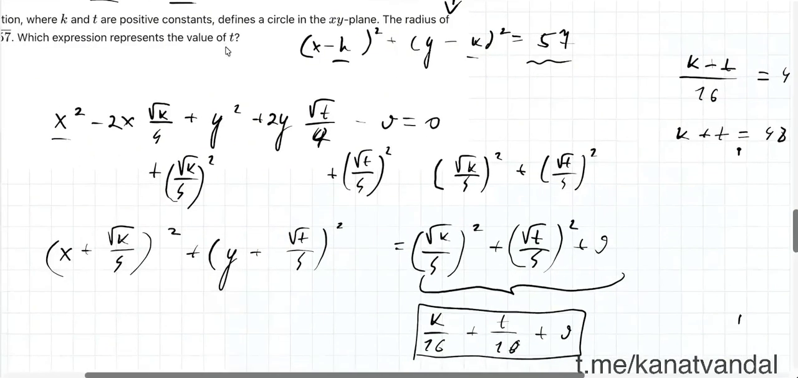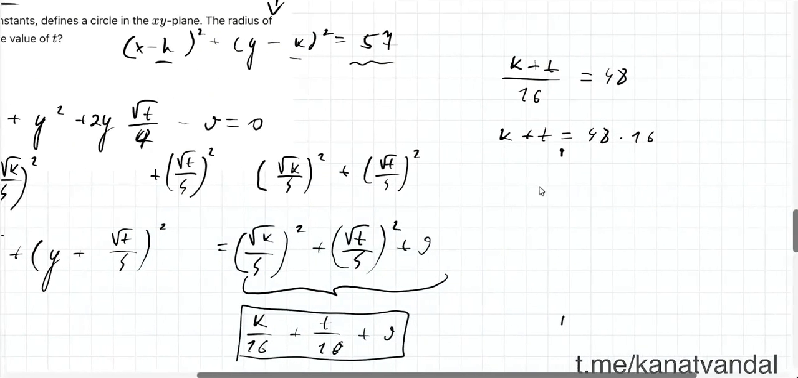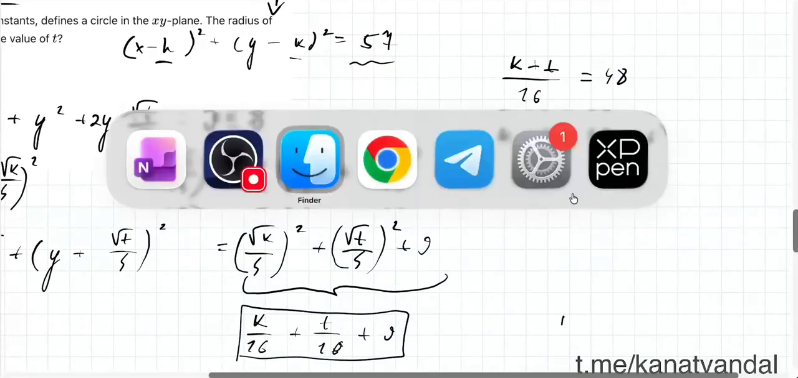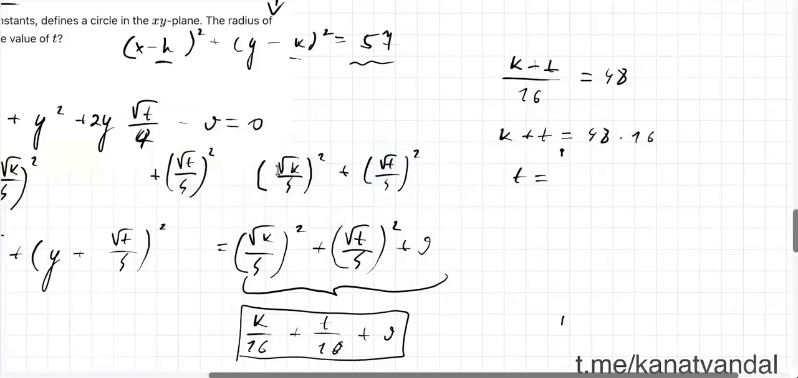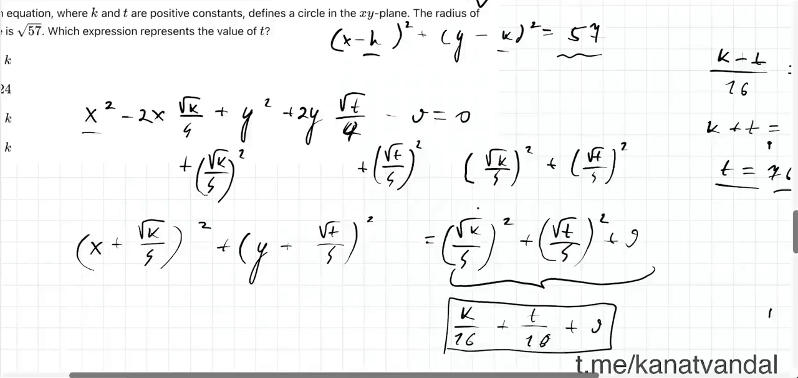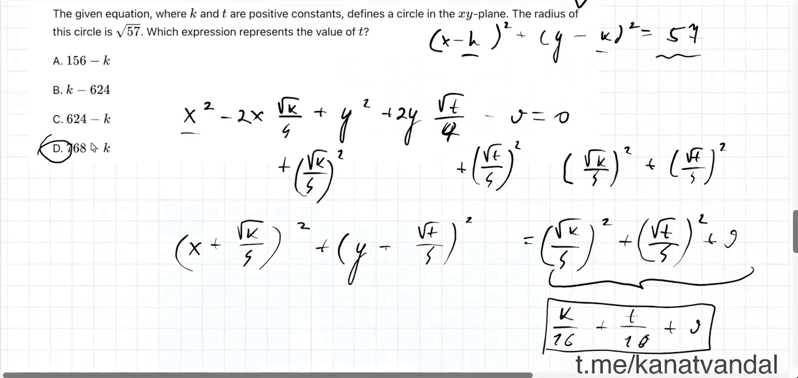And what do I want to express? I want to express t. So t is equal to 48 times 16 minus k. Okay, so this is our result. The answer is D.